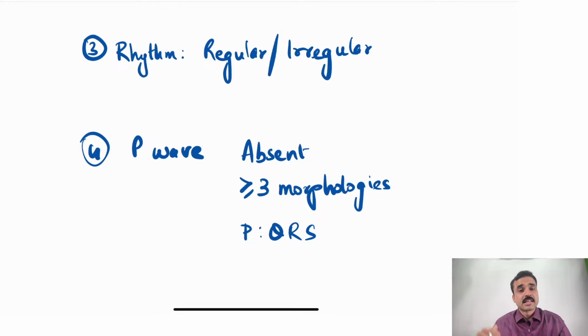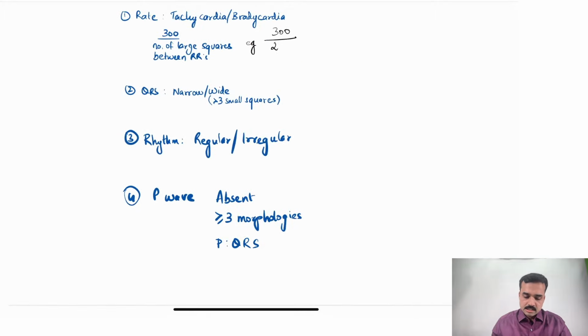If P waves are present, but there are multiple morphologies, 3 or more different morphologies of P waves, it gives you a different diagnosis. And look at the P and QRS ratio. Are they equal? For every QRS, is there a P? Is there a single P? Or are there too many P's? There are multiple P's for each QRS. Okay, I'll tell you the significance of all these shortly.